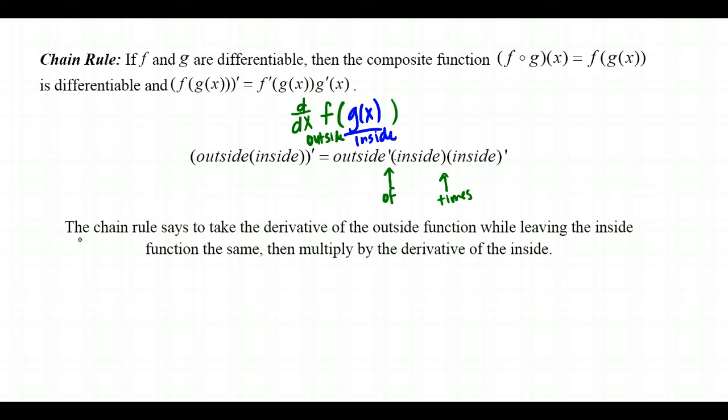So down here I wrote it in words. The chain rule says to take the derivative of the outside function while leaving the inside function the same, then multiply by the derivative of the inside. So take the derivative of the outside while leaving the inside the same, then multiply by the derivative of the inside. So try to keep that in mind. Have this in your notes so we can go through the next couple of examples where at first we're just going to identify which one's the inside function and which one is the outside function.